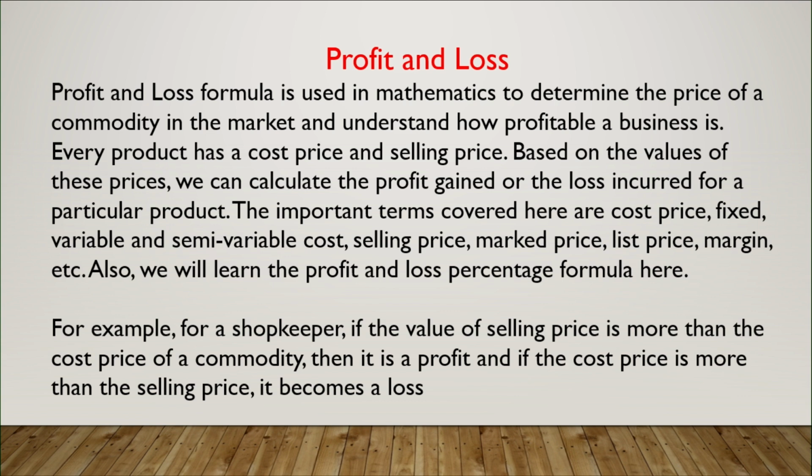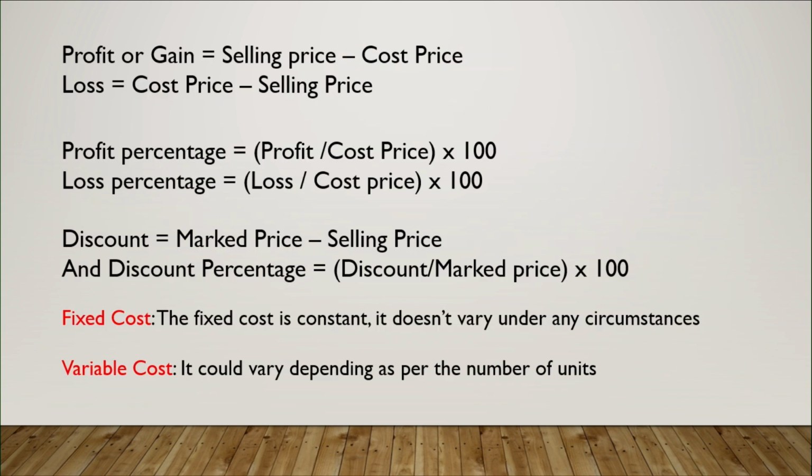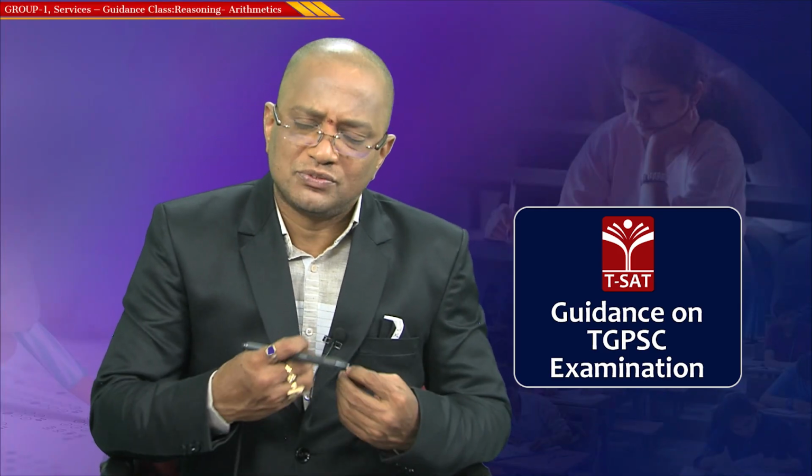Very simple: call the cost price CP and the selling price SP. If the cost price is more than the selling price, you will get a loss. If the cost price is less than the selling price, you will get a profit. That's it. Clear? Then you can calculate the percentage. When you have a pen and paper with you, it is better to write down all these formulas. These formulas are very important, and at the same time very easy.